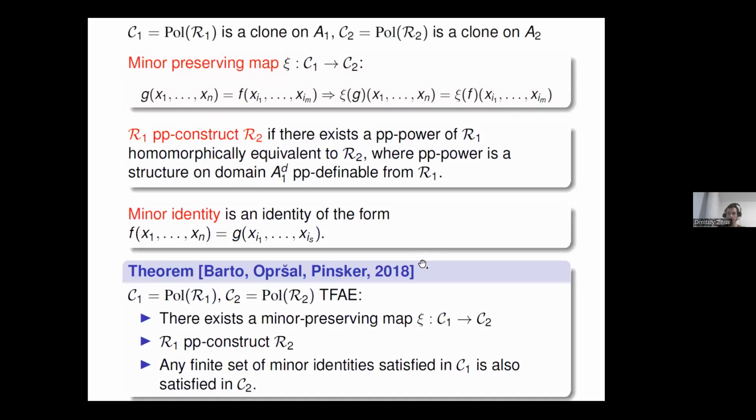We are not talking about composition, but we want to respect only this, which is also very natural and nice. And here we also have a nice result by Barto, Opršal, and Pinsker saying that we have a minor preserving map if and only if R1 constructs R2. Here you can see the definition, and again, I don't want to explain it, but the idea is that this is a very natural mapping, a very natural notion, and we still have something very nice on the relational side. Okay, and let's read this third condition. We have a minor preserving map if and only if any finite set of minor identities, so identities like this, that are satisfied in one is also satisfied in the other. So whenever we cannot map, there should be some identity forbidden.